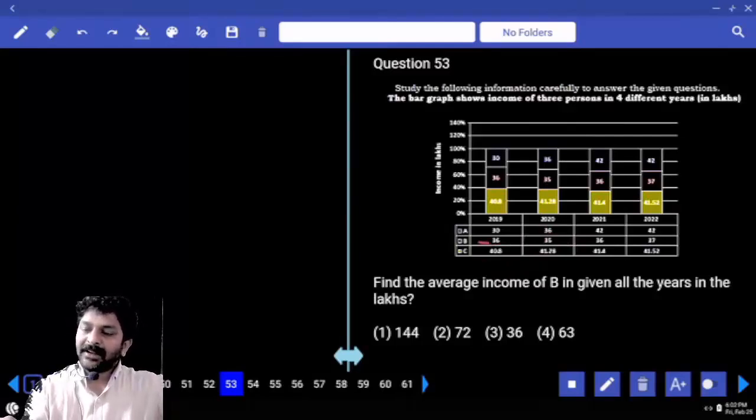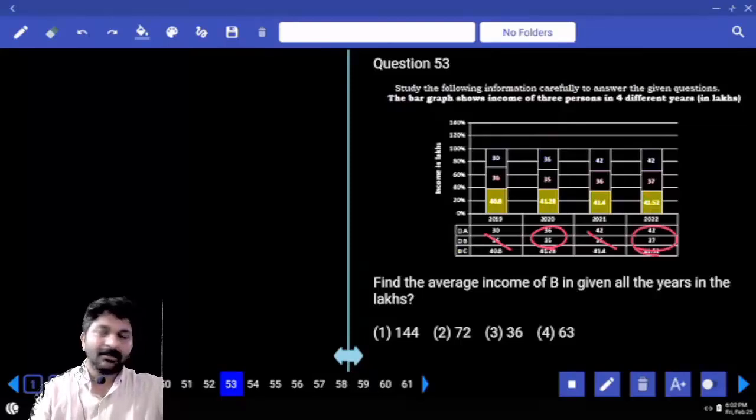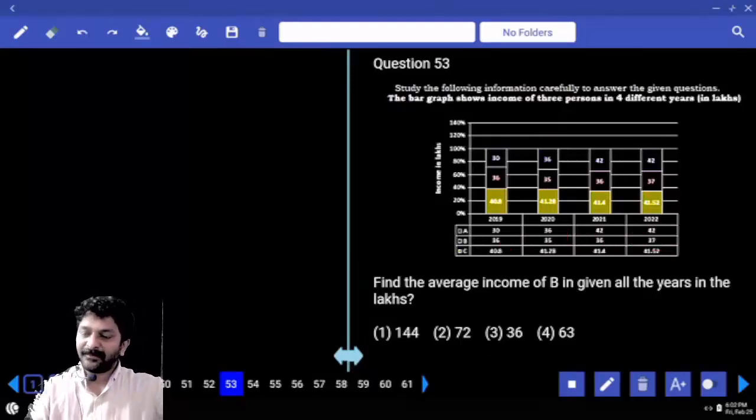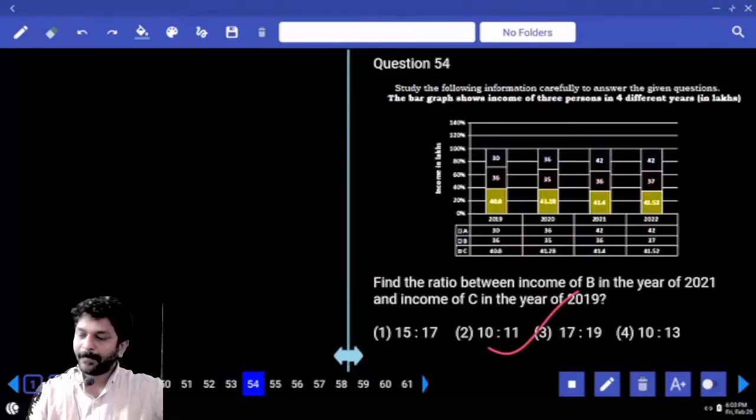Find the average income of B in all the given years in terms of lakhs. B is 36, 35, 36, 37. So take the equality concept, benchmark 36. Two numbers 36 are there. One number is 1 less than 36, the other is 1 more than 36. So the 1 more and 1 less get cancelled, so the average is 36.